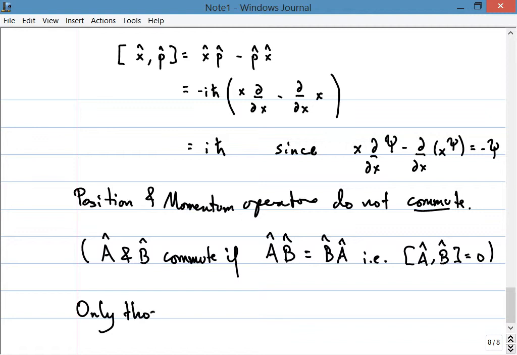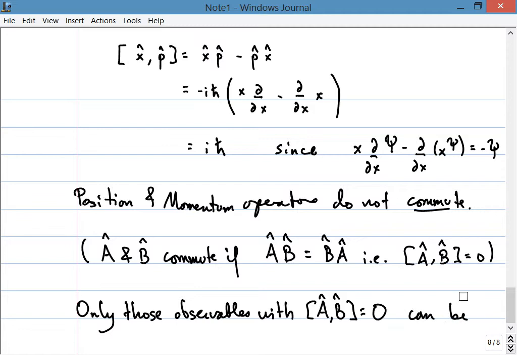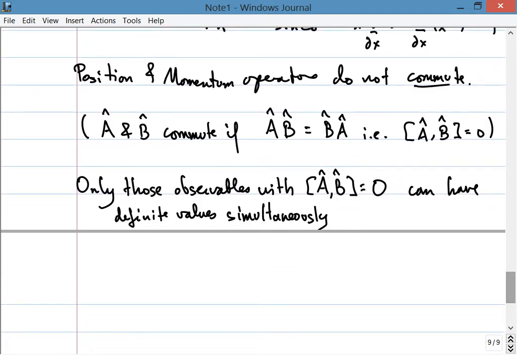And it's only those observables with vanishing commutator, that is to say those observables that commute, that can have definite values simultaneously. So we saw that X and P are examples of observables that cannot have definite values simultaneously. We've also seen an example of observables that can have definite values simultaneously. So, for example, the momentum operator and the Hamiltonian of a free particle, 1 over 2m p hat squared, commute.